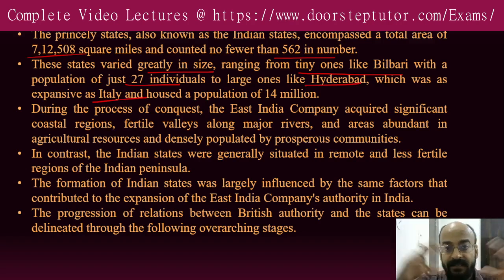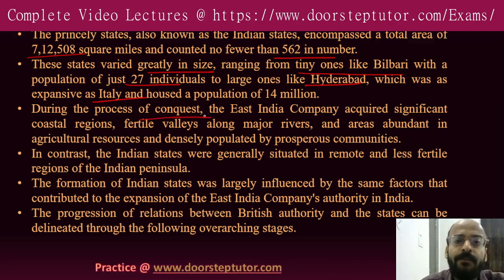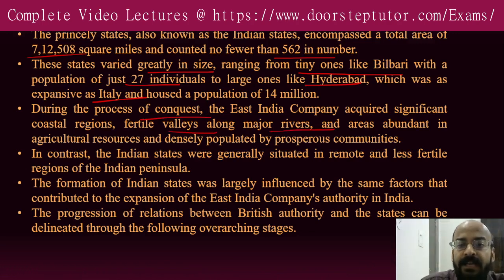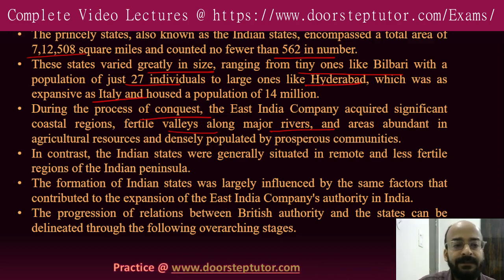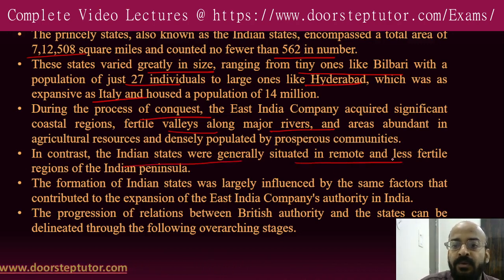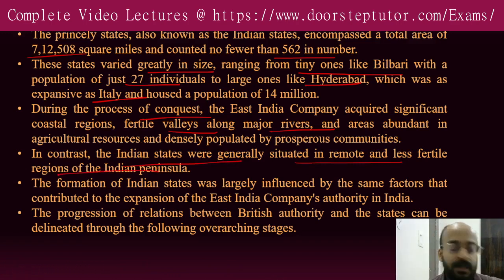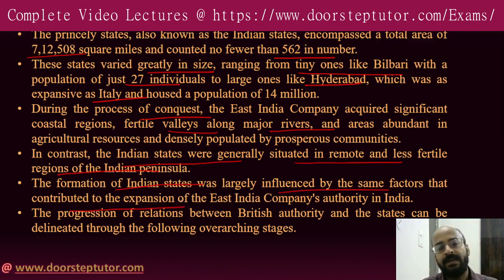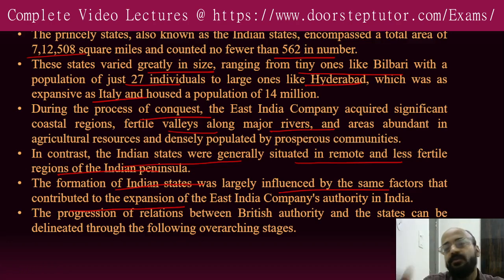So these were the various sizes of the princely states. During the whole process of conquest, the East India Company acquired significant coastal regions, fertile valleys, along with various major places. These 562 princely states, to be precise, were in very diverse geographic regions, and in contrast the Indian states were generally situated in remote and less fertile regions of the Indian peninsula, in the interior, on less fertile land. The formation of these Indian states was largely influenced by the same factors that contributed to the expansion of the East India Company's authority in India, that is through war, through treachery, or through various treaties.